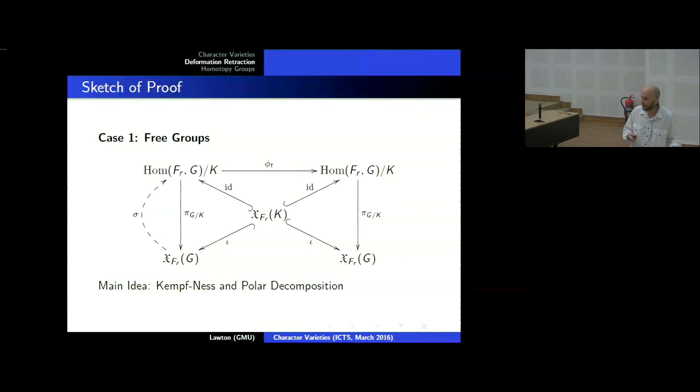I mean, you've got to show the diagram commutes, and then you can construct this Kemp-Ness set in the right way and all that stuff. But basically, that's the idea. So that's free groups. Any questions so far?